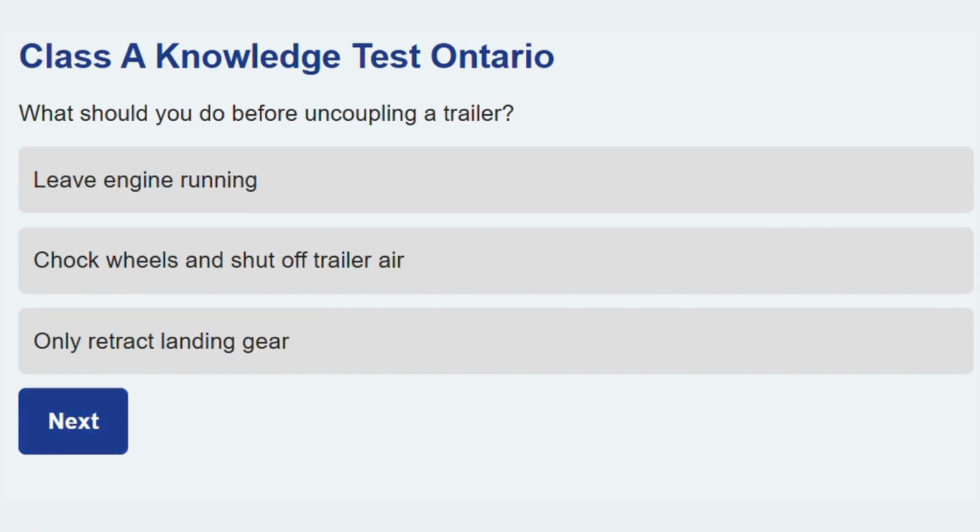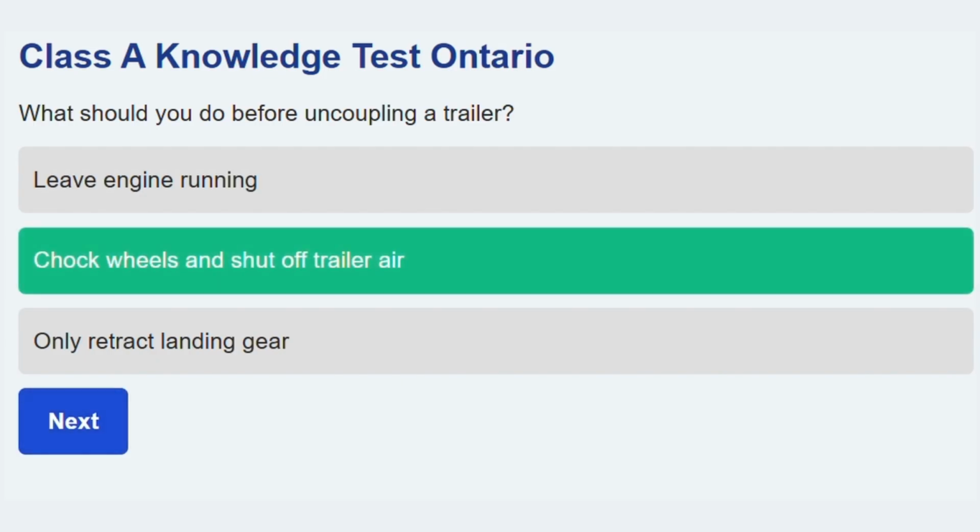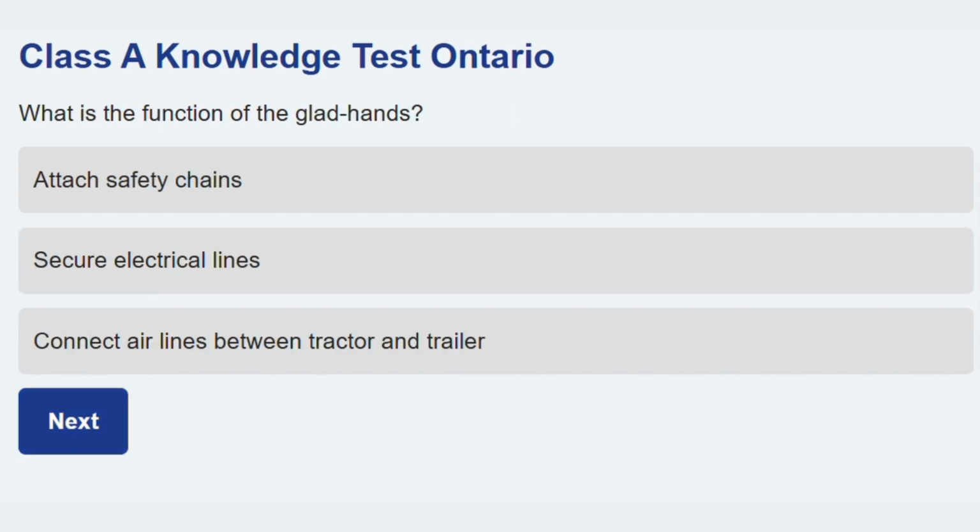Continuing. What should you do before uncoupling a trailer? Chock wheels and shut off trailer air. Stops unintended movement and air loss.